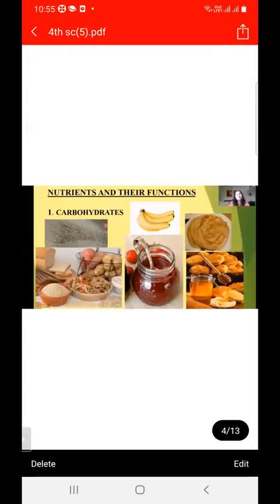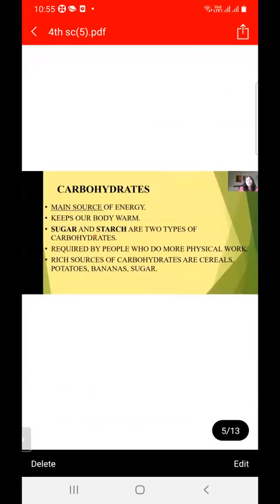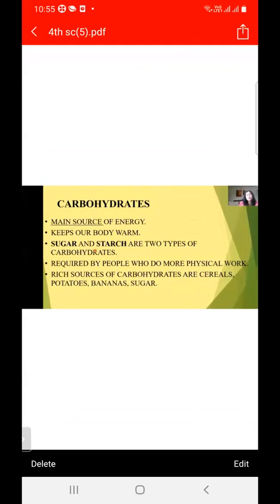So carbohydrates, these are the food items from which we can obtain carbohydrates. So these are the carbohydrates, sugar and starch. Sugar and starch, these are the two types of carbohydrates.